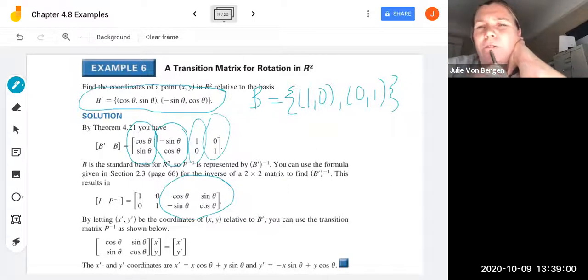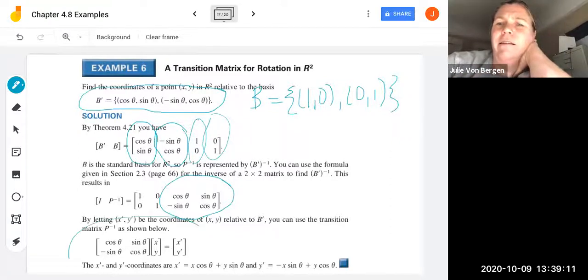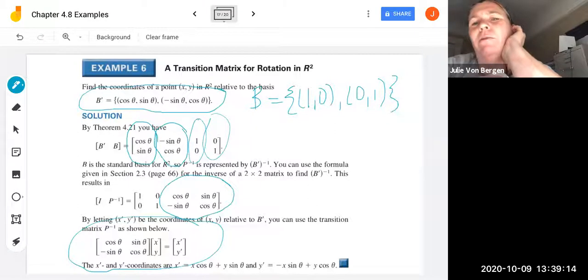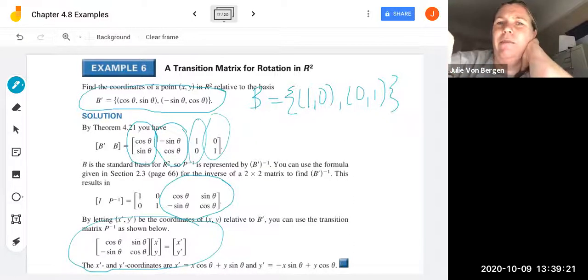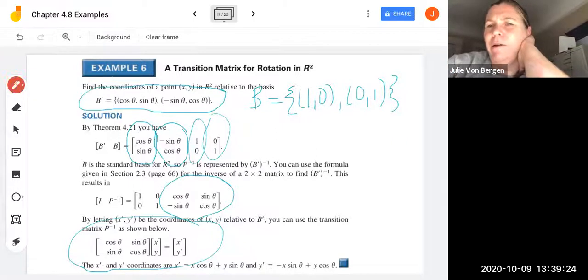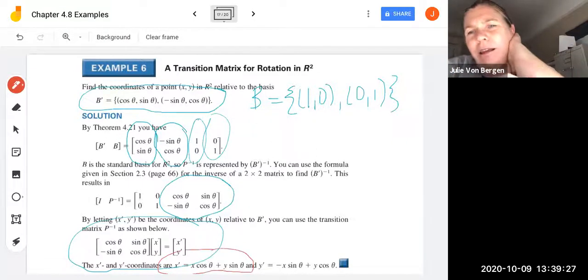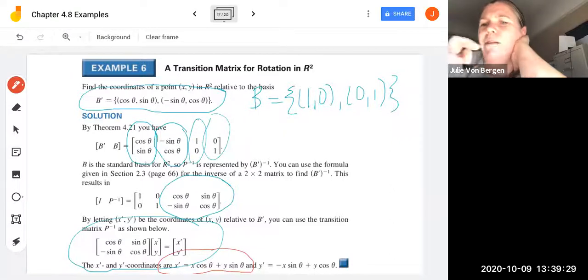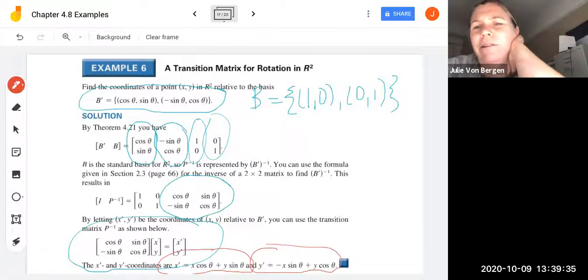And so we're going to let x prime and y prime be the coordinates of xy relative to B prime. Then you can use the transition matrix P inverse to find x prime and y prime. So you would put in your xy values and multiply that by this P inverse transition matrix. For generic x and y, you're going to end up with this formula down here where x prime equals x cosine theta plus y sine theta, and y prime equals negative x sine theta plus y cosine theta. So you can see if you do that multiplication out, that's how you get this equality.